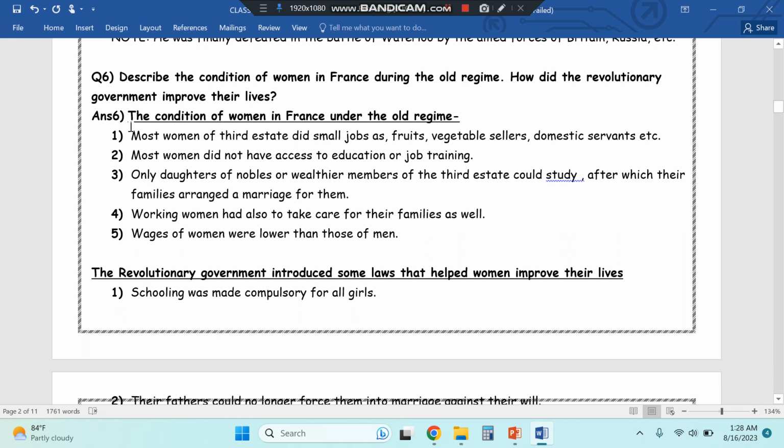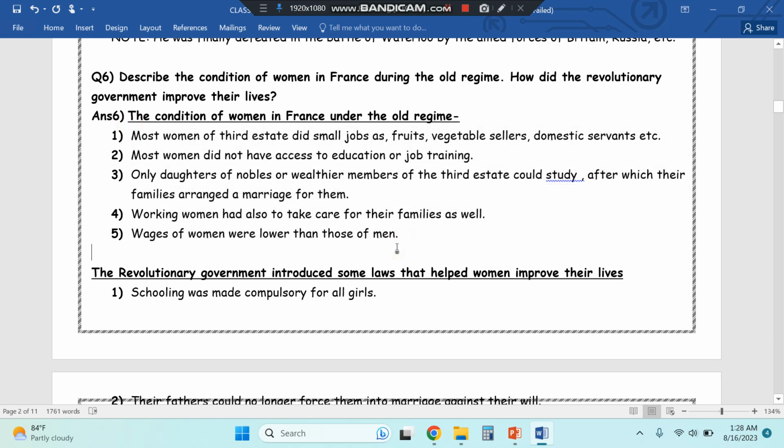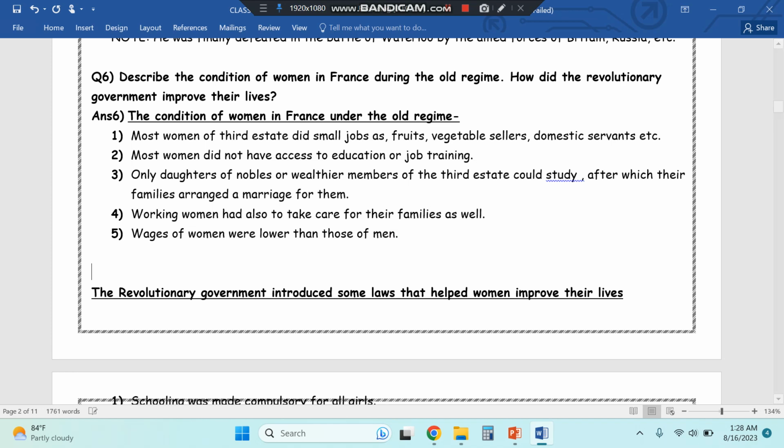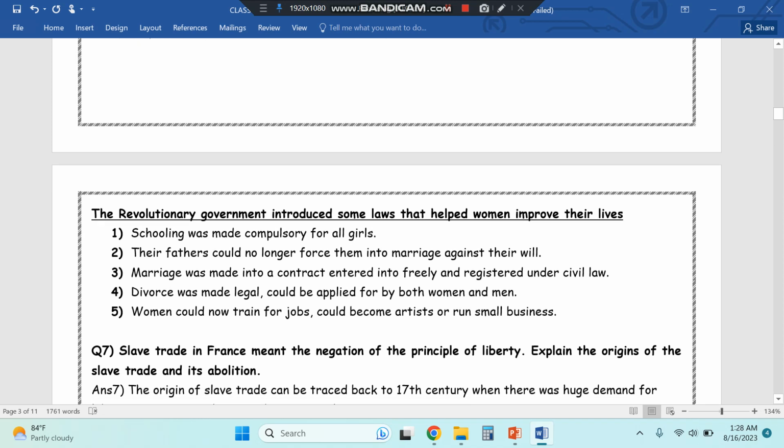So this is about their condition, that they were not allowed to study after school and they were married quickly just after their schooling, and that too in case of rich families only. They took care of their families, and then the revolutionary government introduced some laws as per which schooling was made compulsory and their fathers could no longer force them to marry, etc. So all these points are there. So this is also important.